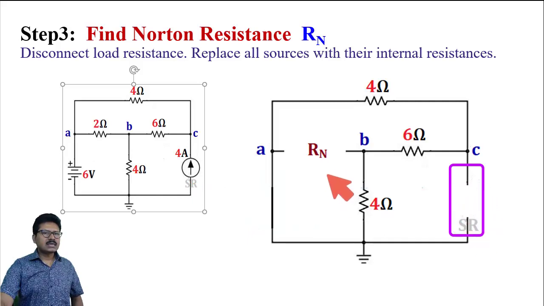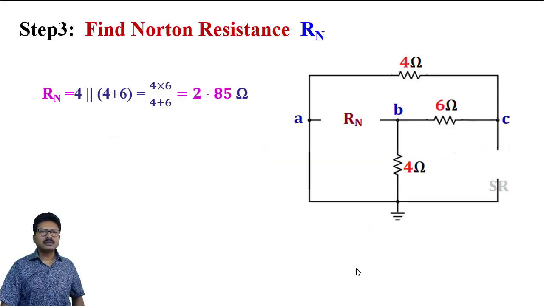Now this is the circuit to find Norton's resistance, which is the resistance between points A and B. Now we need to calculate the value of Rn. Here we need to check which resistances are in parallel and which resistances are in series. If we face any difficulty understanding, then we may redraw the circuit.